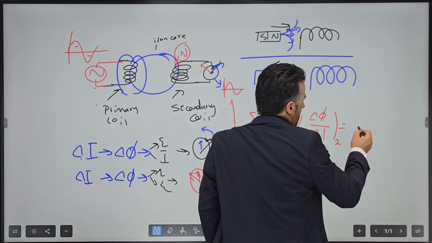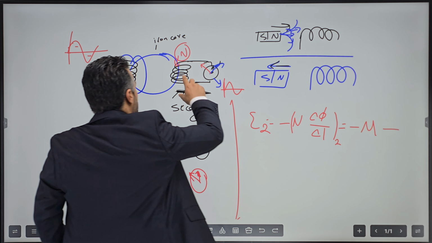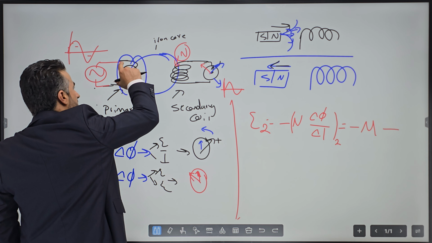This one here we can say is equal to negative M. But why does the magnetic flux over this coil change? Because the current on this coil changes.